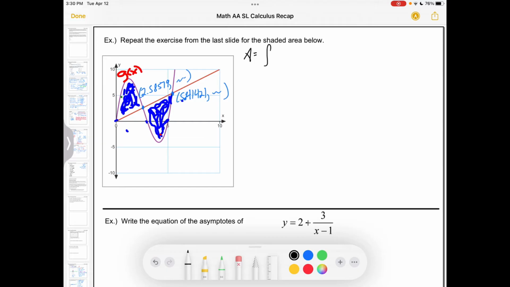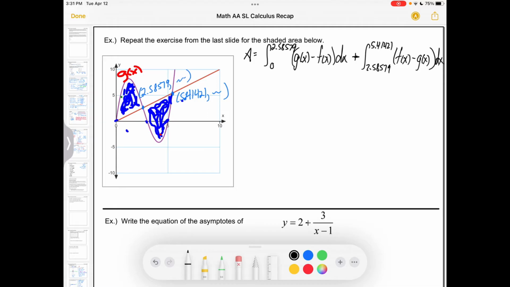So over the first little section from 0 to 2.58579, g of x is on top. For the second half, f of x is on top. So I would have to do these separately, 2.58579 to 5.41421, but this time with f of x on top. f of x minus g of x dx. Okay. And if I worked those out, I would get the correct area.